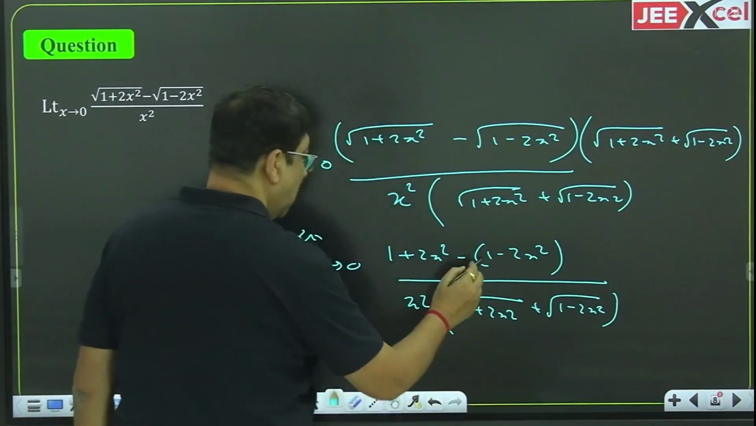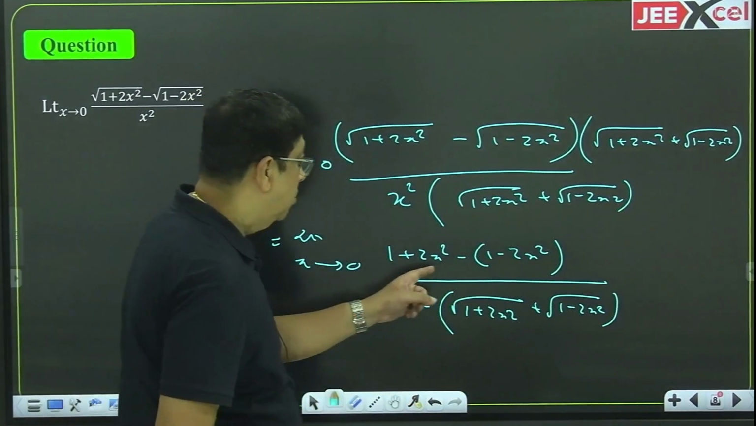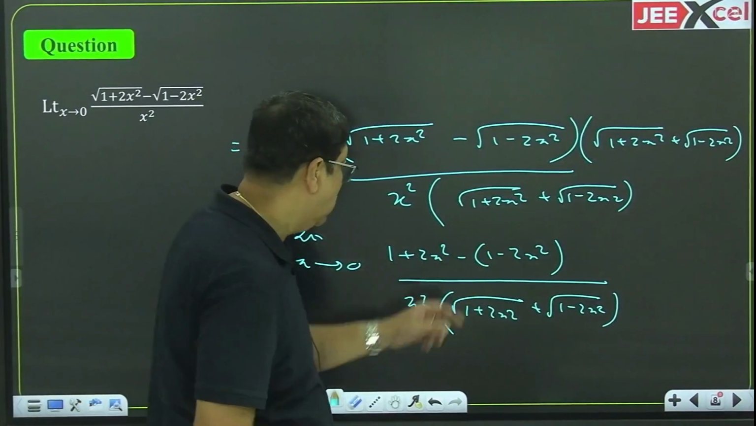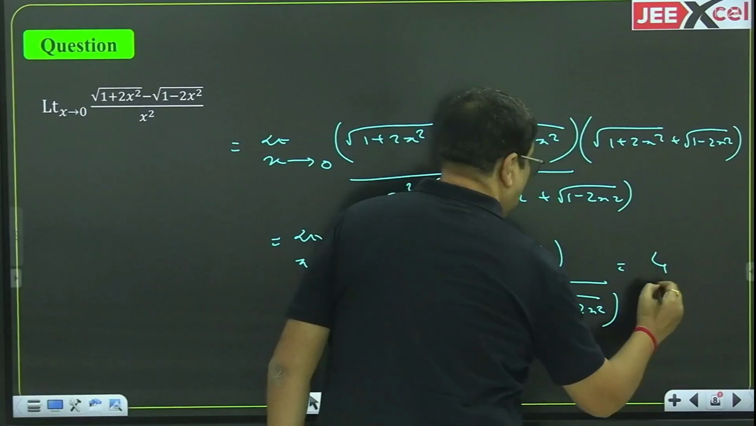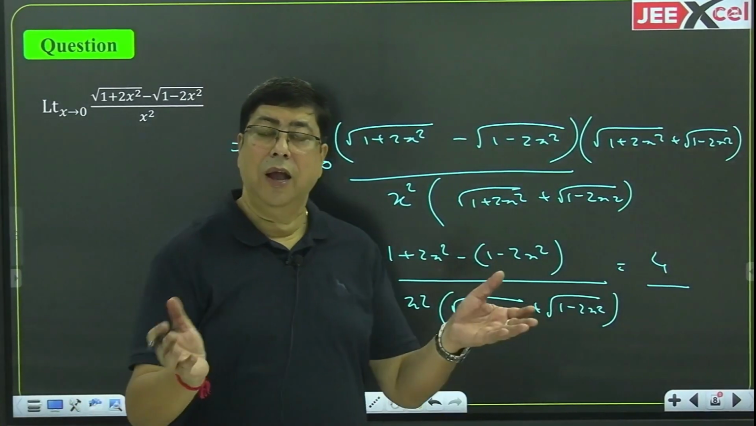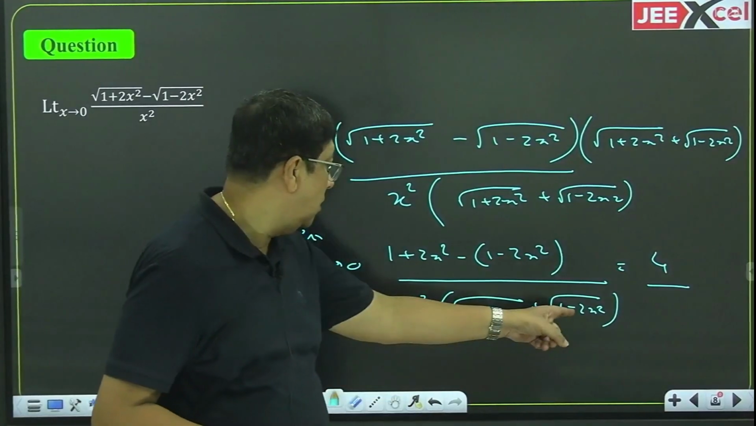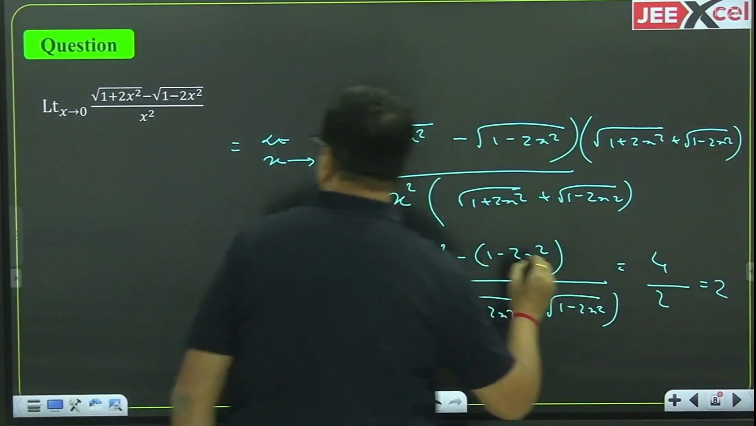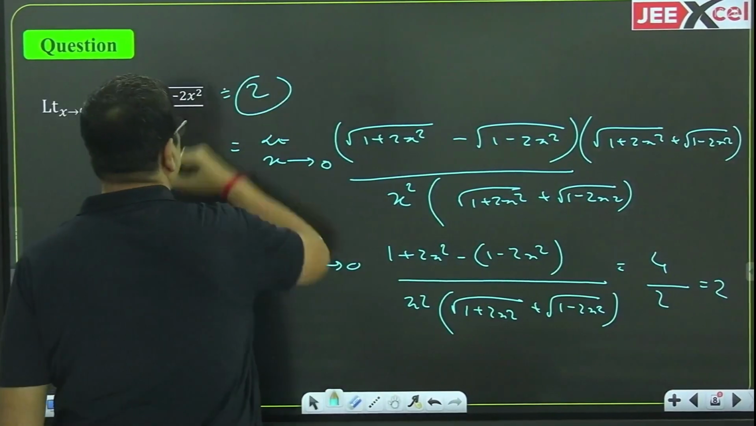So in this case, 1 is getting cancelled. 2 plus 2, 4. 4x square. So cancel x square in numerator and denominator. So this is coming to be 4. And the denominator, there is no chance of getting the denominator 0. We can directly put the value. So if we put x equal to 0 here, 1, 1, 2, 4 by 2, the answer is coming 2. So in this case, the answer of the limit is 2.